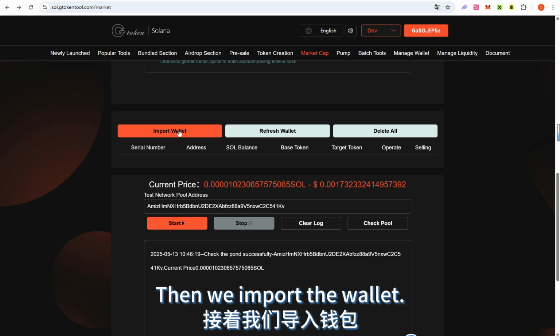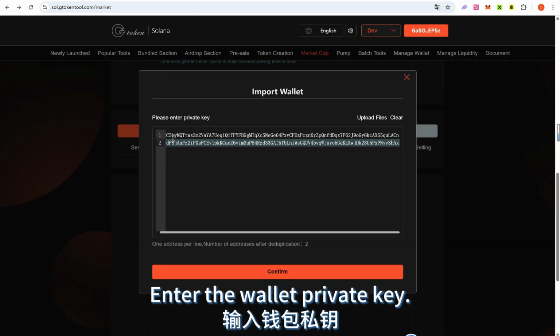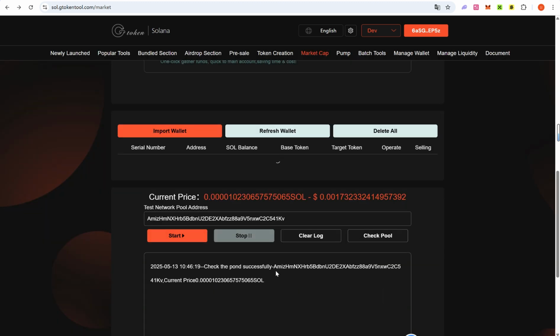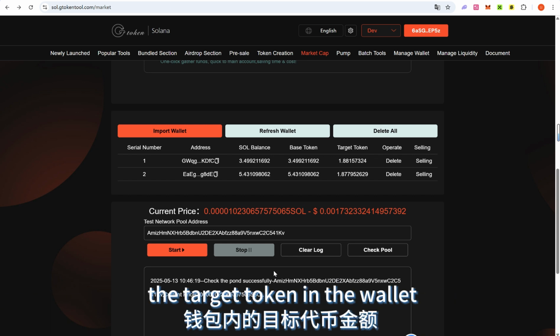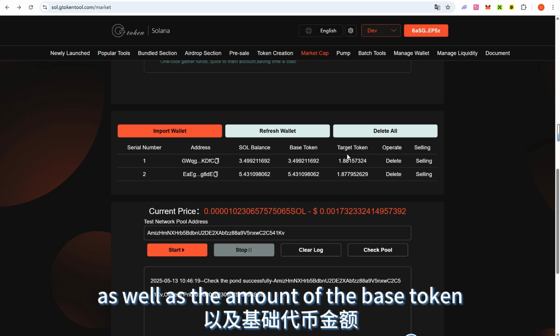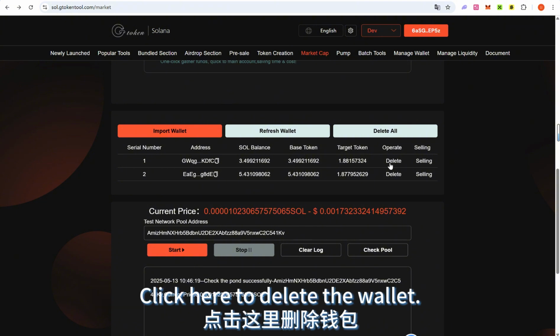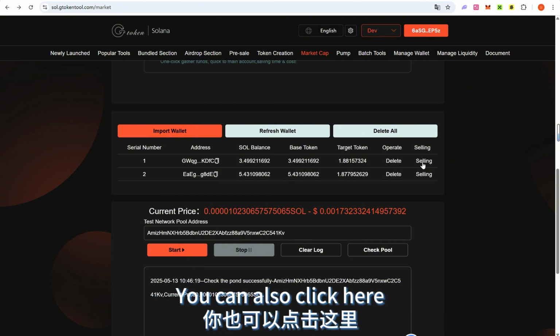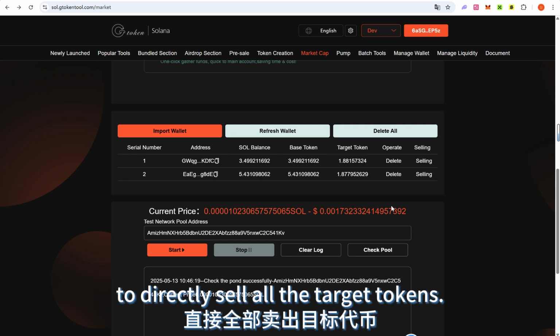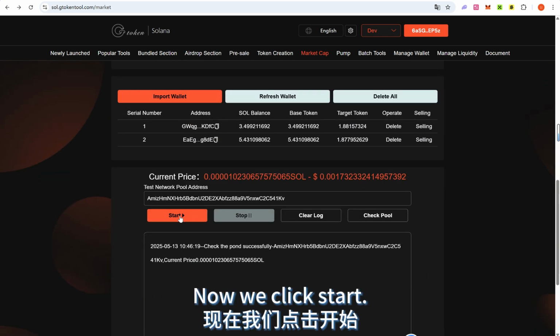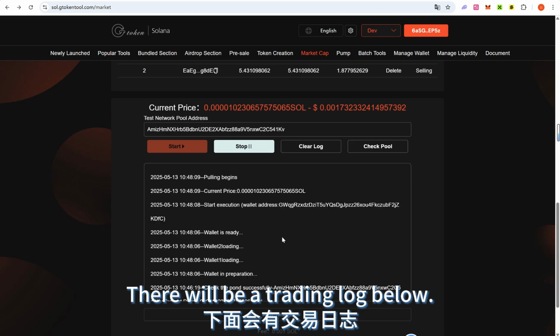Then we imported the wallet. Enter the wallet private key. Click confirm. We can see the amount of the target token in the wallet, as well as the amount of the base token and the wallet balance. Click here to delete the wallet. You can also click here to directly sell all the targeted tokens.